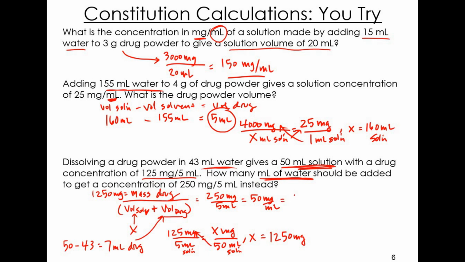Okay, so this equals 1250 over x plus 7. We can bring the whole x plus 7 up, bring the 50 down, just trade places with those two, and that gives us x plus 7 equals 1250 divided by 50. So x equals 25 minus 7 equals 18. And so that will be our volume of solvent. So 18 milliliters water.